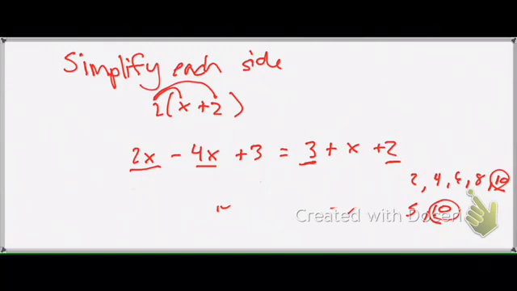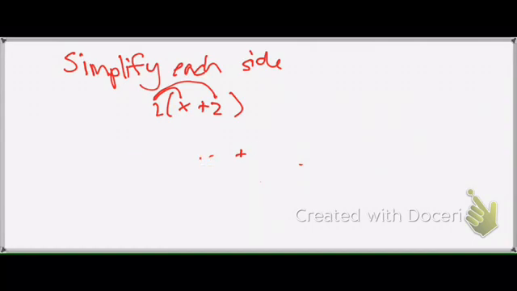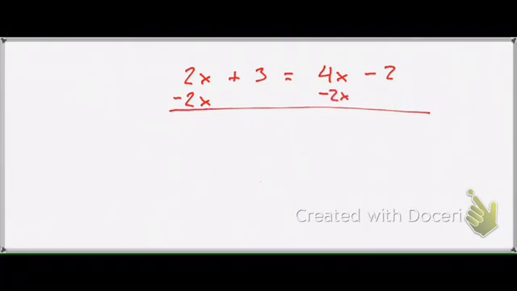So after we've simplified each side of the problem, remember, then we're going to isolate the variable. Isolating the variable means we're going to move the variable to one side. So we have 2x plus 3 equals 4x minus 2. We're going to move the variable to one side. What you do to one side, you're going to do to the other. And you're going to cancel over here, and you've got 3 equals 2x minus 2.